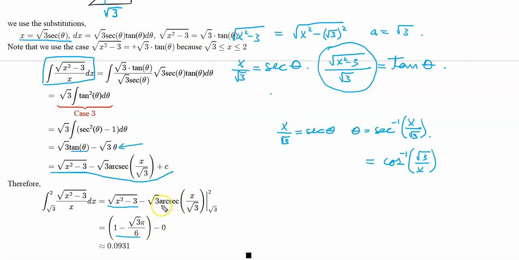And the arcsecant of root 3 over root 3, which is the arcsecant of 1, is the same as the arc cosine of 1, which is 0. Okay, so we just get 0, and you could check that out on your calculator if you'd like. And so this is our answer, 1 minus root 3 times pi over 6. And this is what it's approximately equal to. All right.